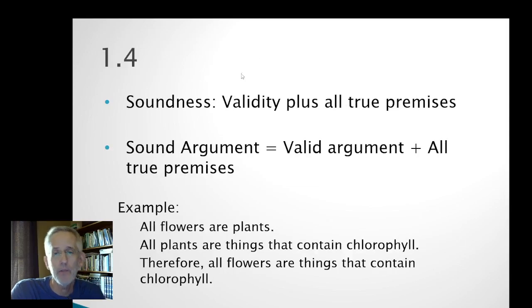So we have validity and we have invalidity. Validity means good pattern, invalidity means bad pattern. So soundness means that you have a valid argument form, meaning that you have a good pattern, and all the premises are true. That's important.